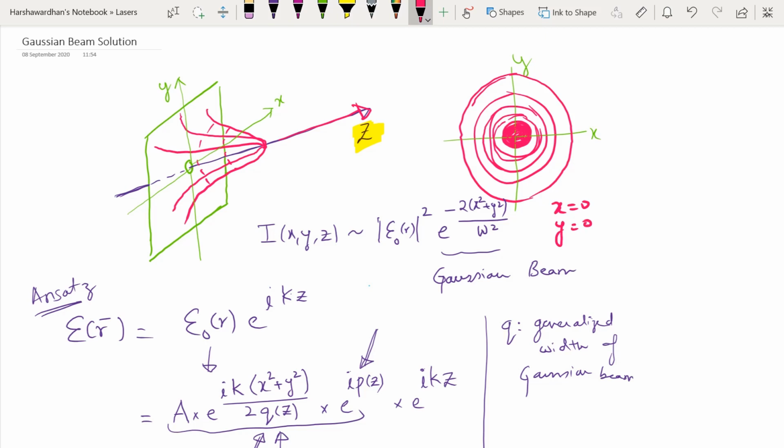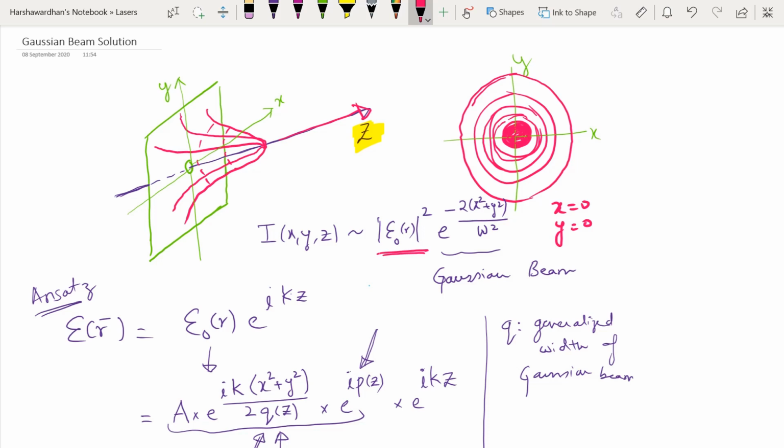So that's a distribution I've tried to capture in this plot here on the left. And the W basically gives me some sort of a width. So this is a Gaussian function which you recognize, right? And there is some amplitude factor here. So this is the intensity that I expect from a Gaussian beam.